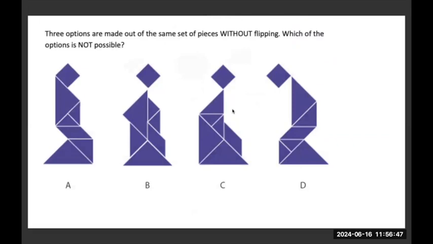Three options are made up of the same set of pieces without flipping. Which of the options is not possible? In this case, if you observe the shapes very carefully, they are made up of different smaller shapes: square, bigger triangle, smaller triangle, rhombus, and a medium-sized triangle. These shapes are part of a tangram puzzle. This is a Chinese puzzle, which is called a tangram puzzle.